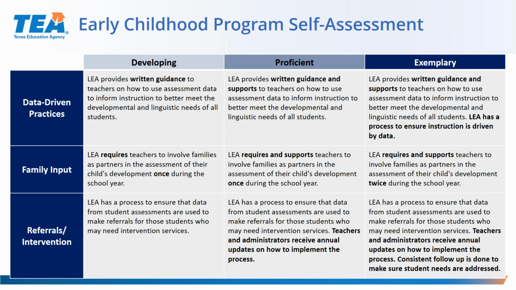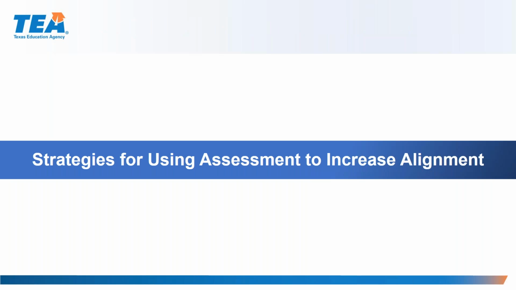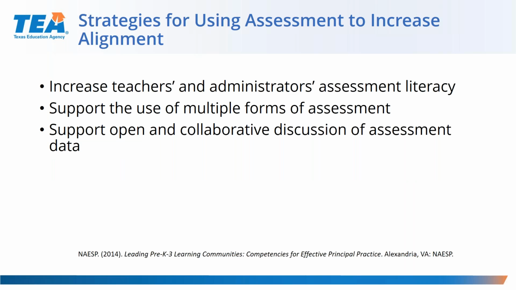So as we jump into our strategies for using assessment to increase alignment, I want you to keep those two resources, the NAEYC Developmentally Appropriate Practice Position Statement and the Early Childhood Program Self-Assessment, in mind. Today we're going to talk about 3 different strategies that you can use. The first is to increase teacher and administrators' assessment literacy. Next is supporting the use of multiple forms of assessment. And lastly is supporting open and collaborative discussion of assessment data.